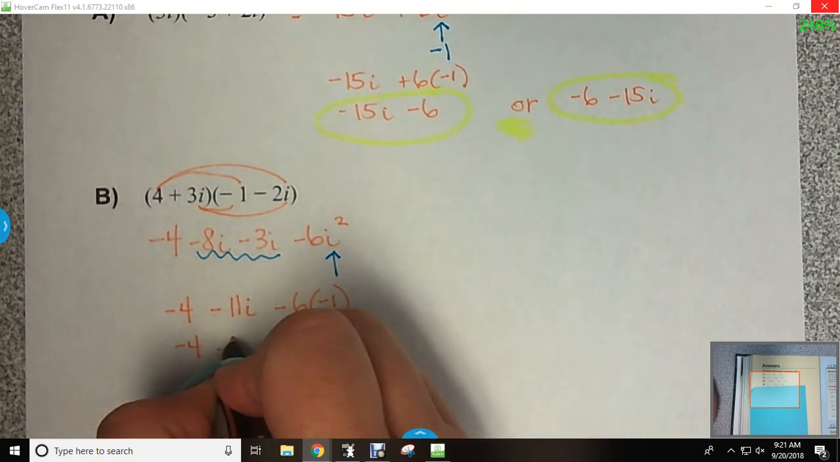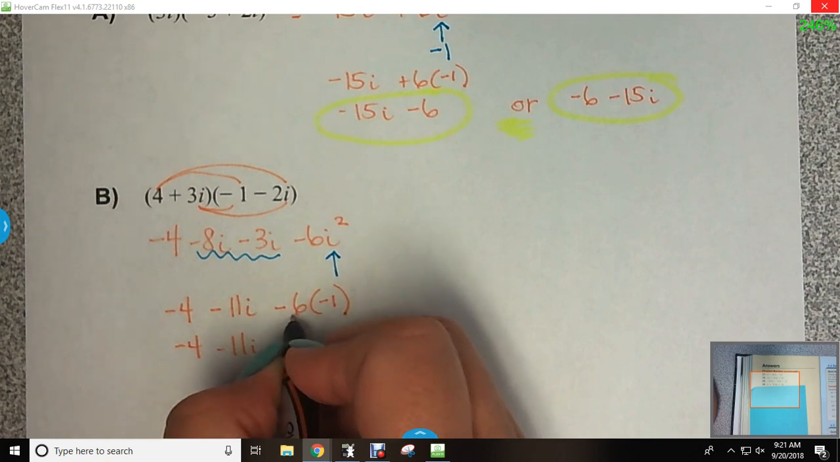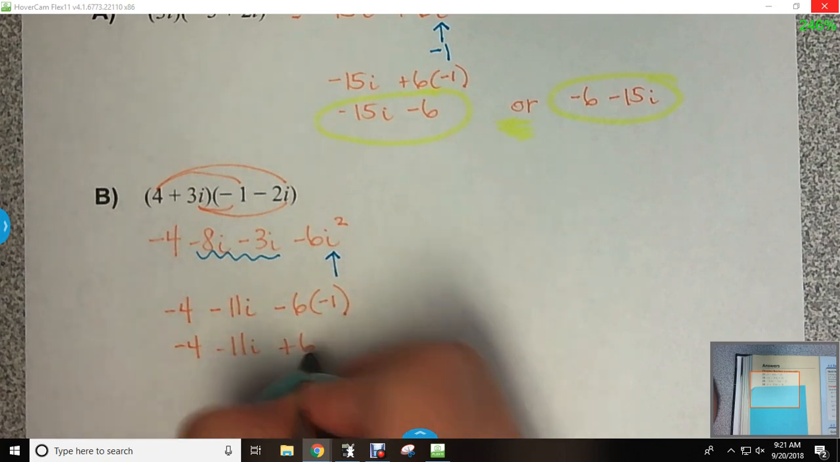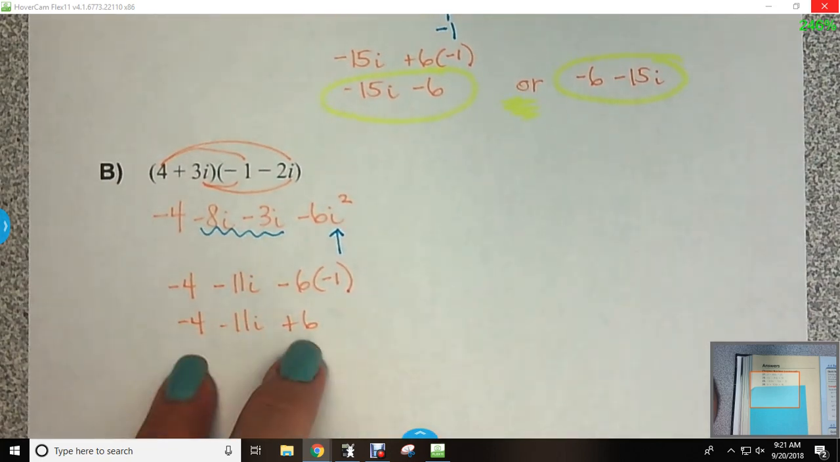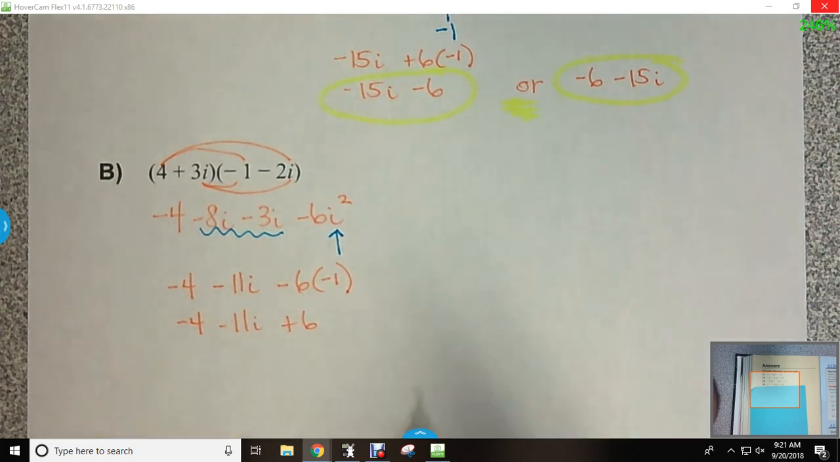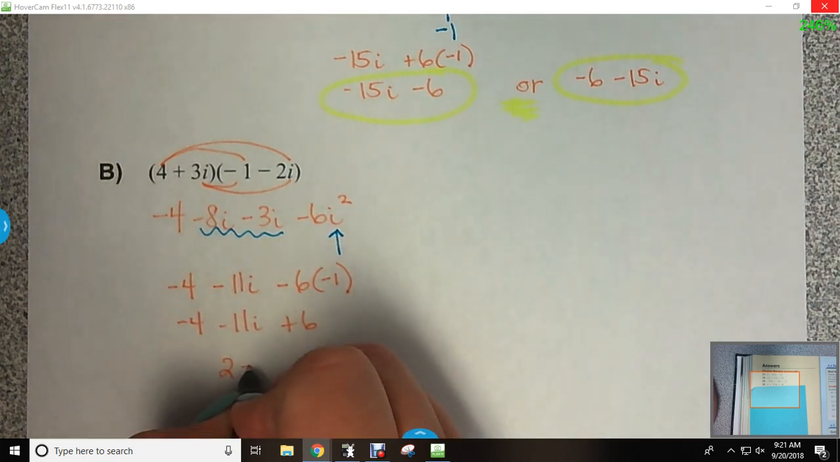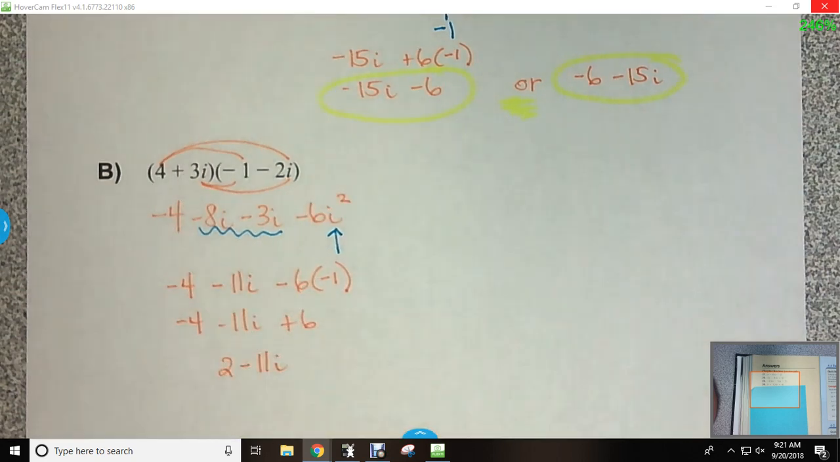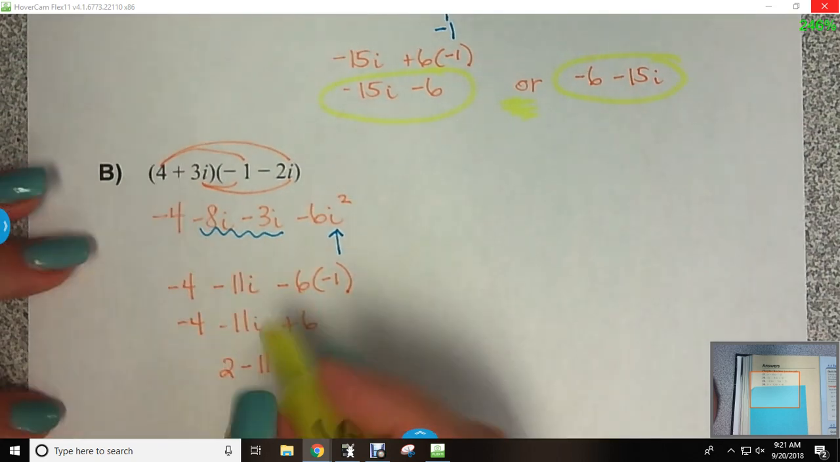Well, we've got to simplify some more. Negative 6 times negative 1 is plus 6. And now we have like terms here. Negative 4 plus 6 is 2 minus 11i. That is your answer.